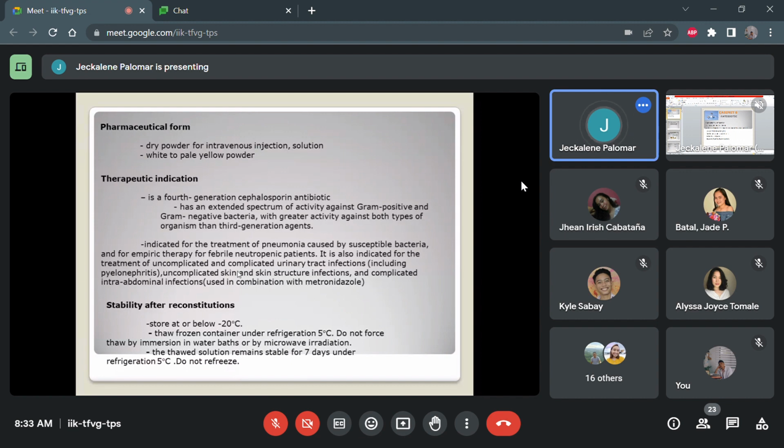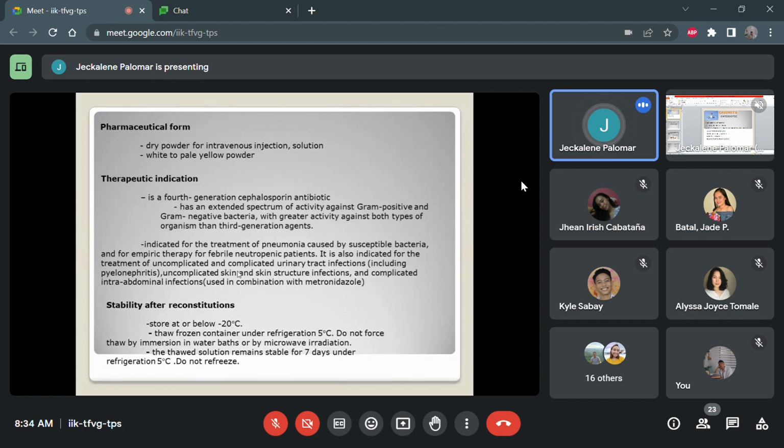So the pharmaceutical form is a dry powder for intravenous injection solution, white to pale yellow powder. Therapeutic indication: it is a fourth generation cephalosporin antibiotic. It has an extended spectrum of activity against gram-positive and gram-negative bacteria, with greater activity against both types of organisms than third generation agents. So this is a fourth generation cephalosporin.